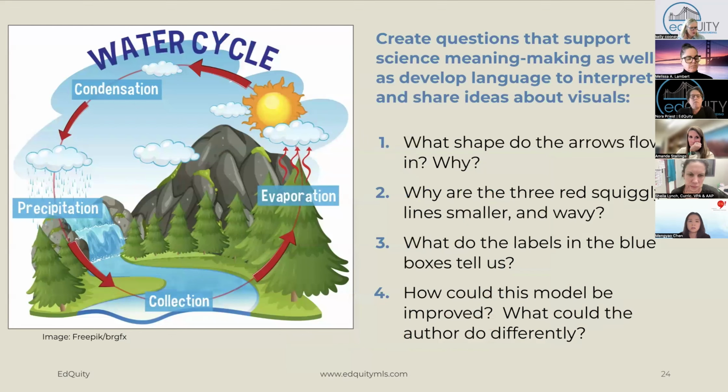So for example, if we were learning about the water cycle, we might ask questions not only about the content, but also about the meaning-making aspects of the model, right? So in this particular model, I might ask, what shape do the arrows flow in and why? Does anyone want to answer that? What shape do these arrows flow in and why?